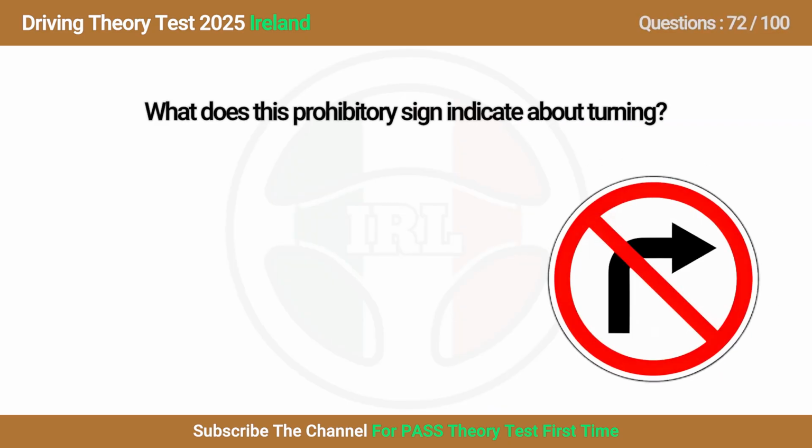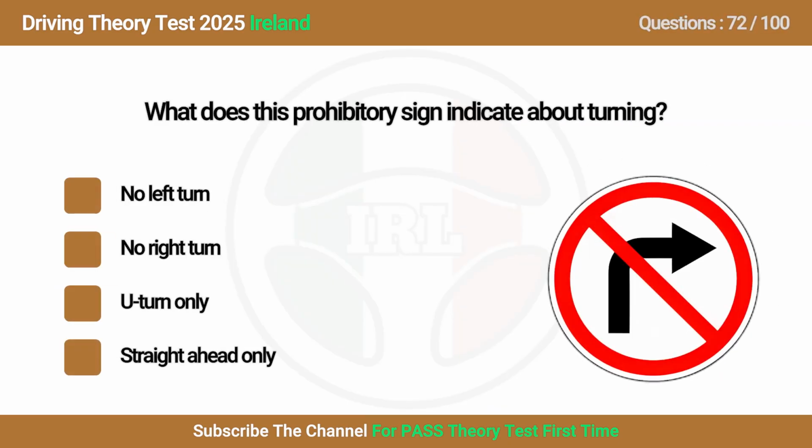Question 72. What does this prohibitory sign indicate about turning? A. No left turn. B. No right turn. C. U-turn only. D. Straight ahead only.